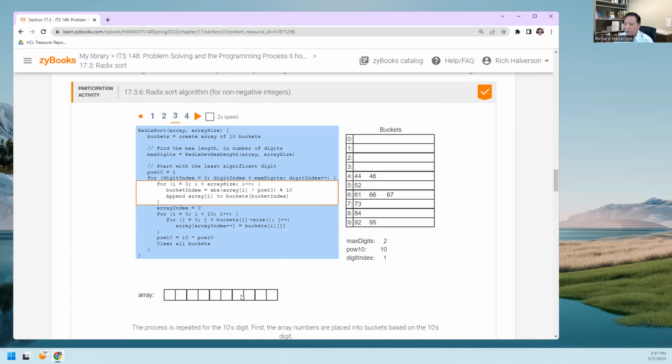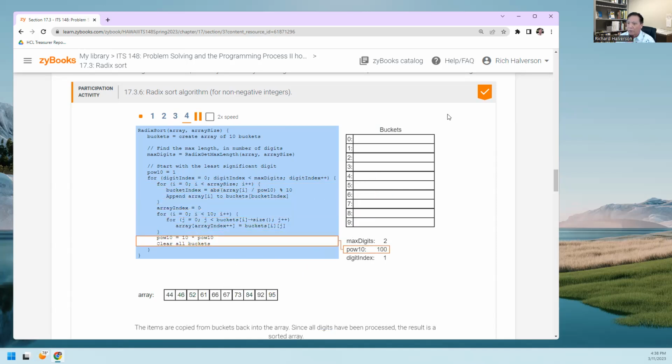buckets with the elements of the array, but according to the second lowest order digit. And so that's why this is the 4s, the 5s, the 6s, the 7s, and so on. And then we're going to copy them all back out in order. And now we're all done. The array is sorted. So that's how radix sort works.